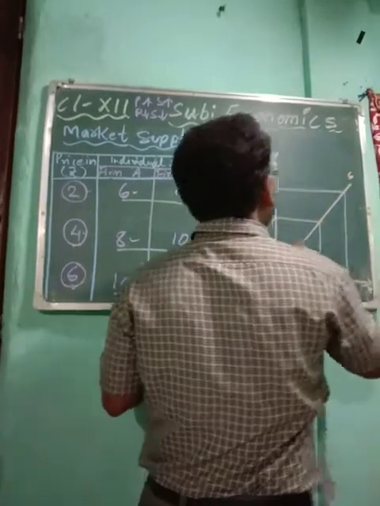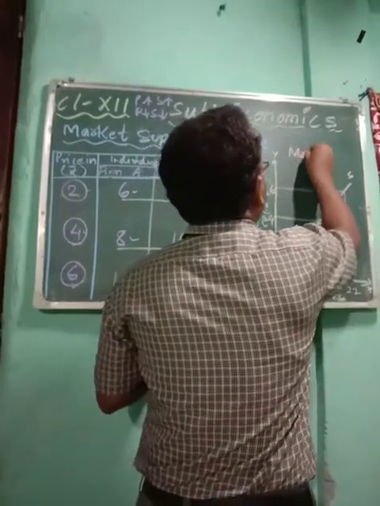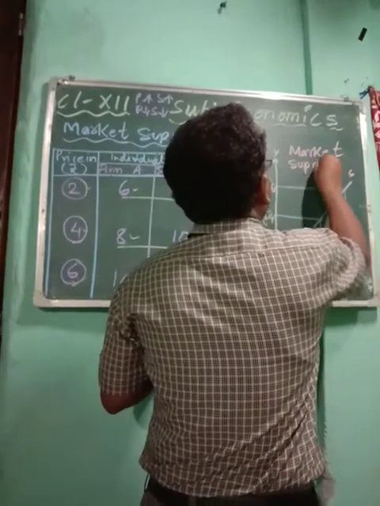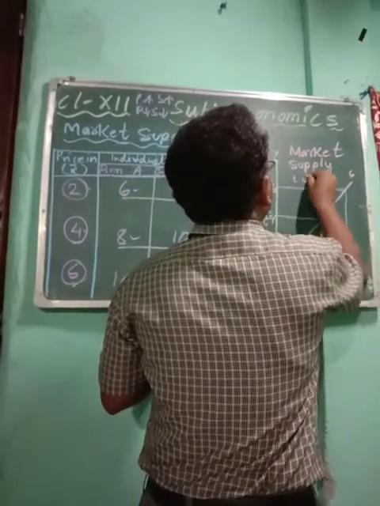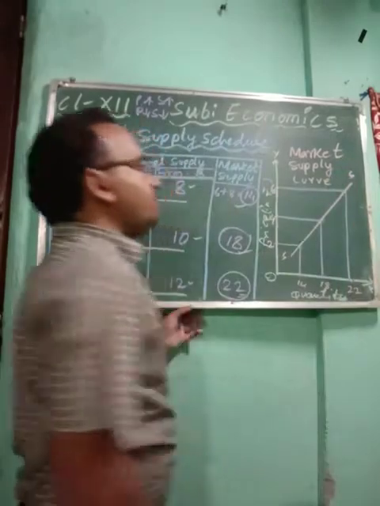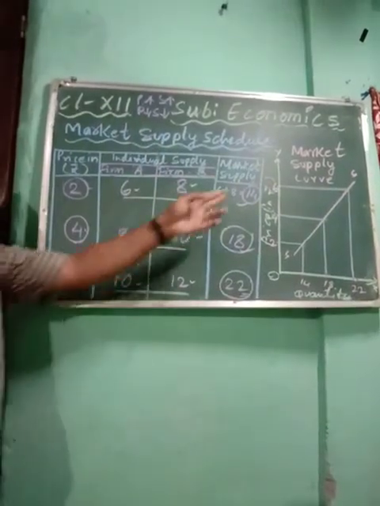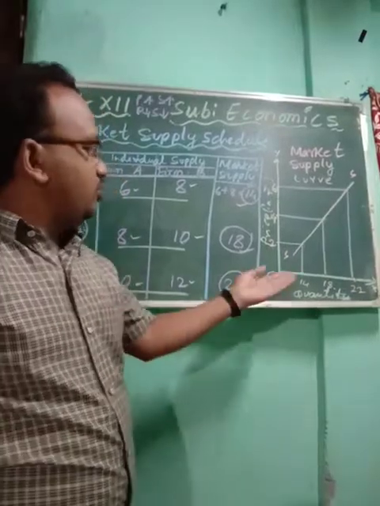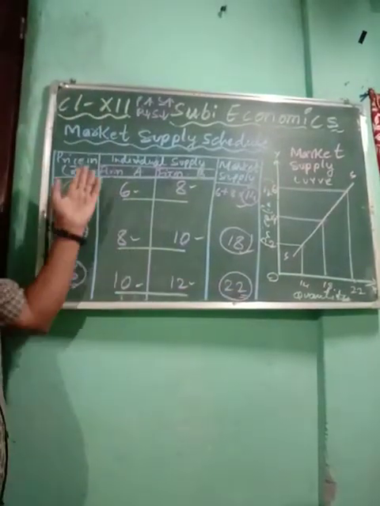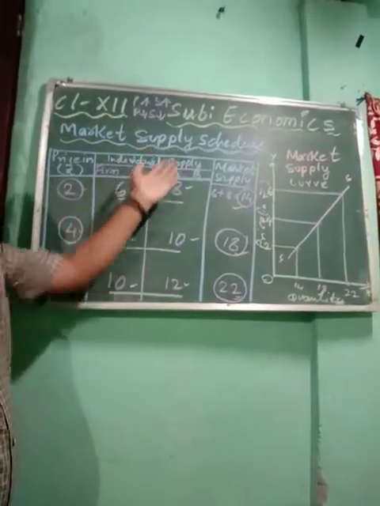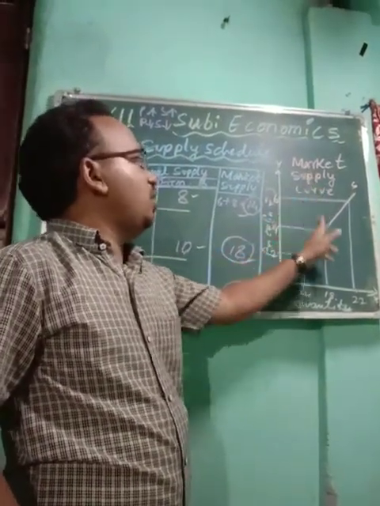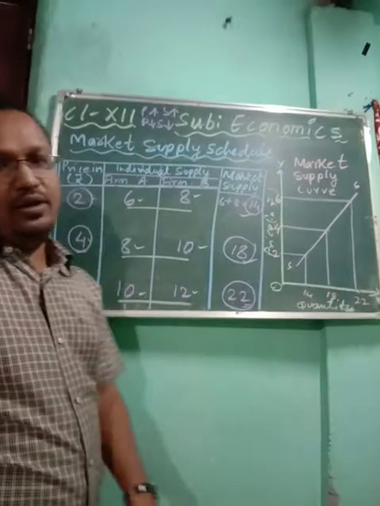You will write SS and you will write market supply curve. Okay, so see here your market supply curve is ready. So this is your market supply schedule, and by looking at the schedule you are preparing the market supply curve. So the market supply curve is ready.